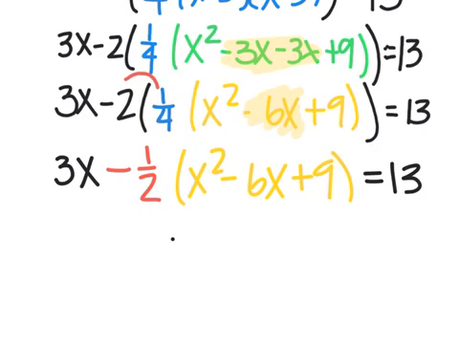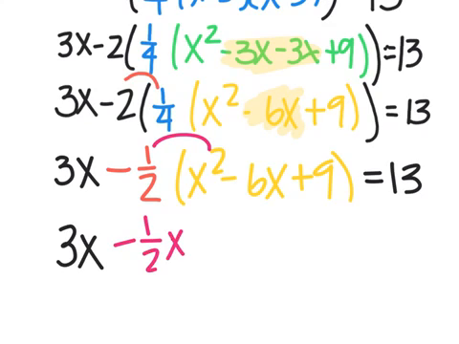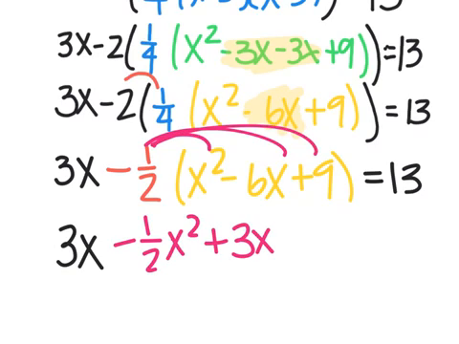So now I have 3x, and then what do I do with that negative 1/2? Distribute it. I multiply it. So 3x, I'm sorry. And then negative 1/2 times x squared would be negative 1/2 x squared. Negative 1/2 times the negative 6x would be a positive 3x. Negative 1/2 times 9 would be negative 4.5 or negative 9 over 2. Either one. That is a pretty decimal. And it equals 13. All right, what should I do now?